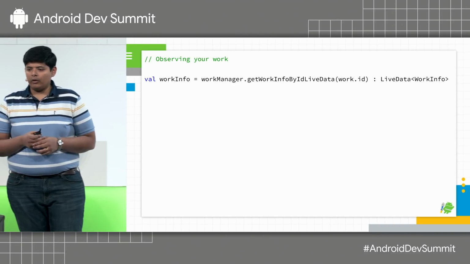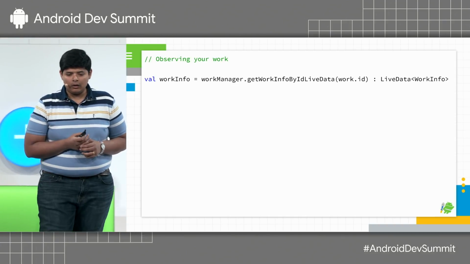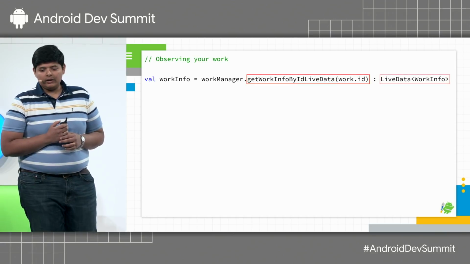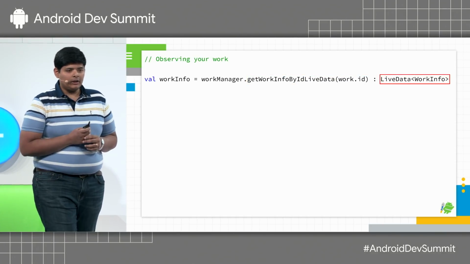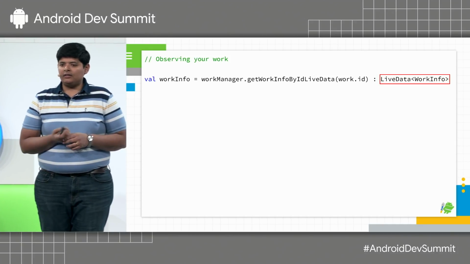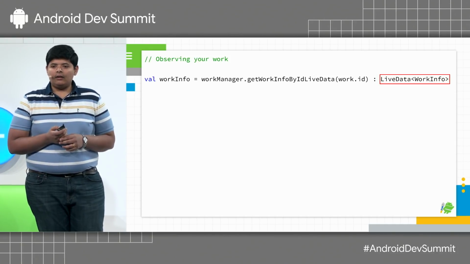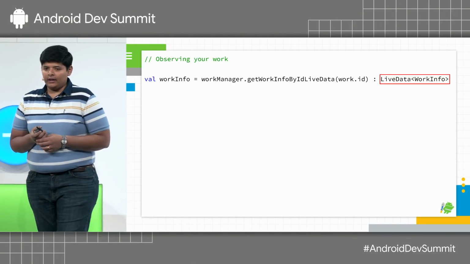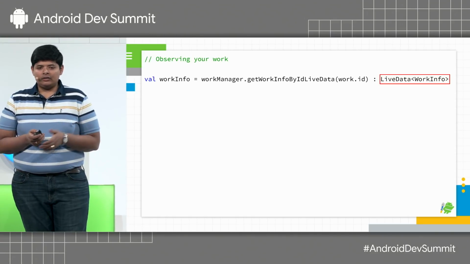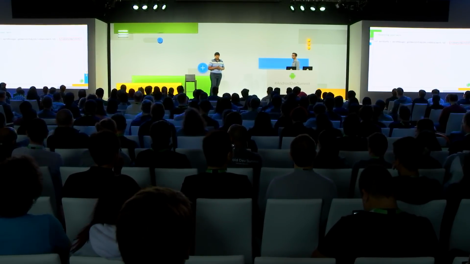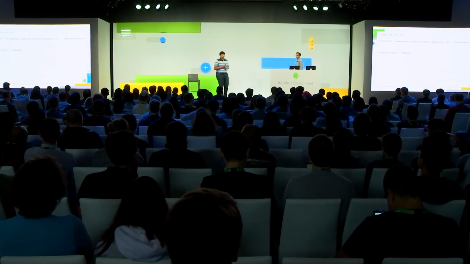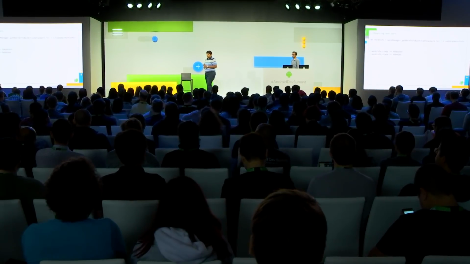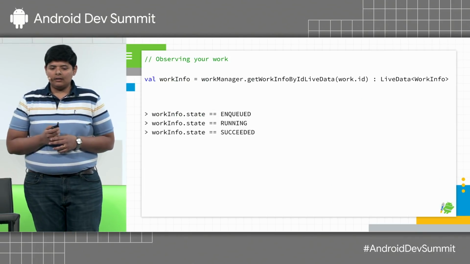And if you want to keep track of what state your work is in, then you want to call getWorkInfoByIdLiveData. And this returns a LiveData of a list of WorkInfo. WorkInfo is the type that determines the state of your work. And LiveData here is a lifecycle-aware observable. So once you attach it to a lifecycle owner and you define an observer, you can observe the state transitions of the work request. So it'll go something like, once you enqueue the work, it'll go into enqueued. Once the constraints are met, it'll go into running. And then finally, because you return success, it'll go into the succeeded state.